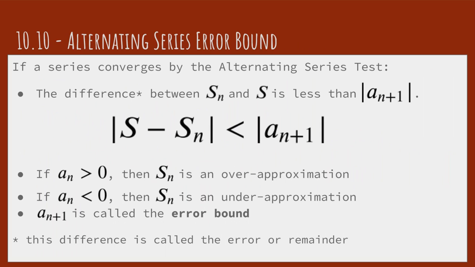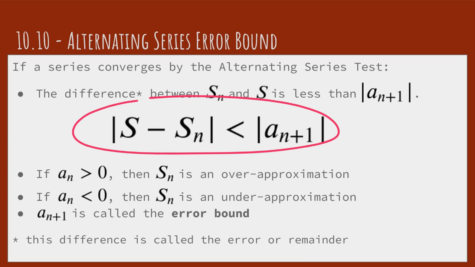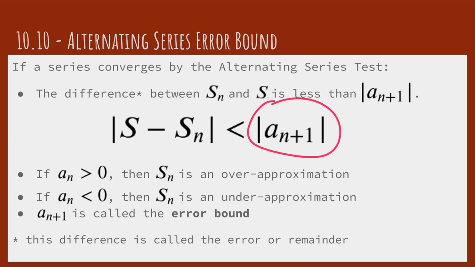So the alternating series error bound says that the difference between the nth partial sum and the actual sum, remember S is just the sum of infinitely many terms added together, is going to be less than the magnitude of the next term. So this is the sum of the first n terms, this is the n plus first term, and that n plus first term is going to give us what's called an error bound. This right here is the mathematical way we would write that. The difference between the actual sum and the partial sum, that's the error. That's how far off the partial sum is. And that's always going to be less than the magnitude of the next term.